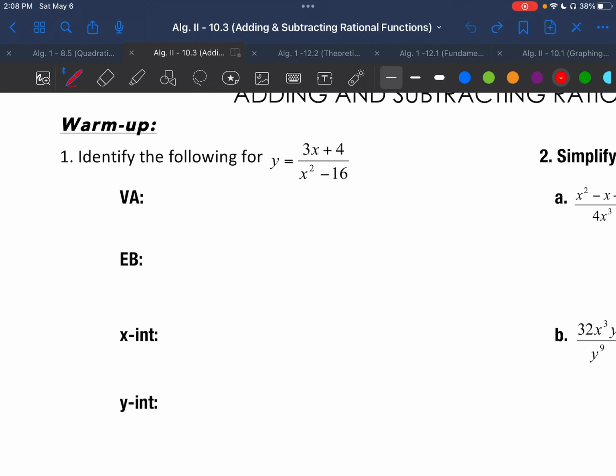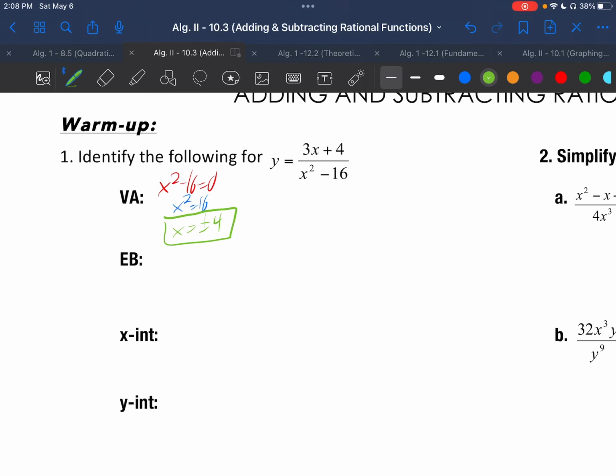The vertical asymptote: set the denominator equal to 0. You would end up solving it a few different ways. Either you factor, or you add 16 and square root both sides. That's what I would do. And end up saying, hey, x is positive and negative 4, or two different vertical asymptotes.